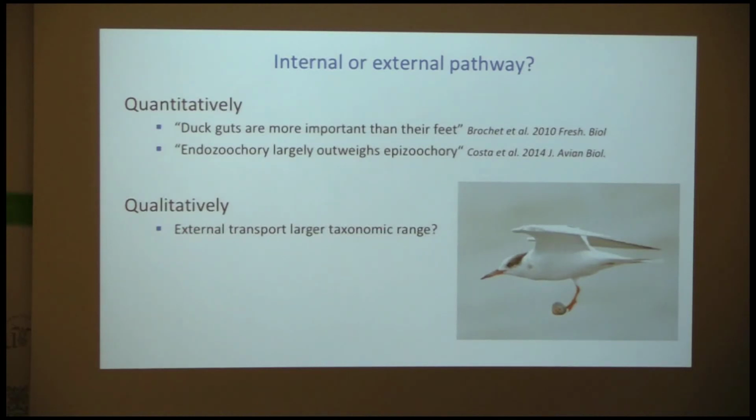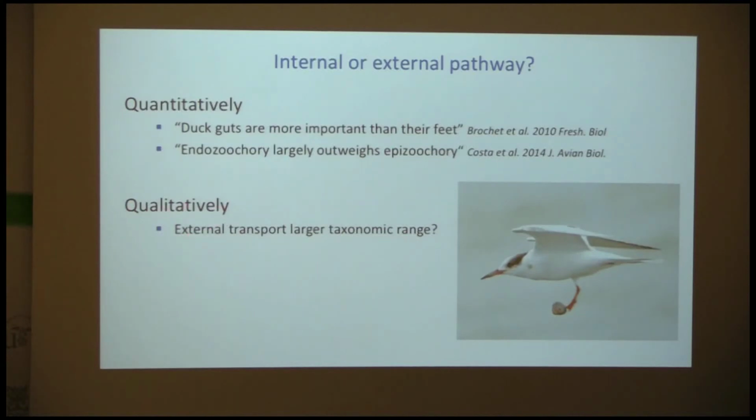So what I can conclude, or what has been concluded, is that quantitatively, duck guts are more important than their feet, which Andy nicely showed a few years ago. So in terms of quantities, the internal transport pathway is much more important. And this has also been reviewed for passerines. For passerine birds, it's also more important what goes internally than externally.